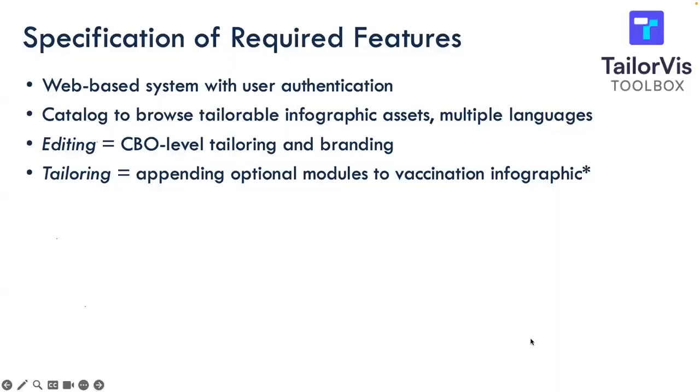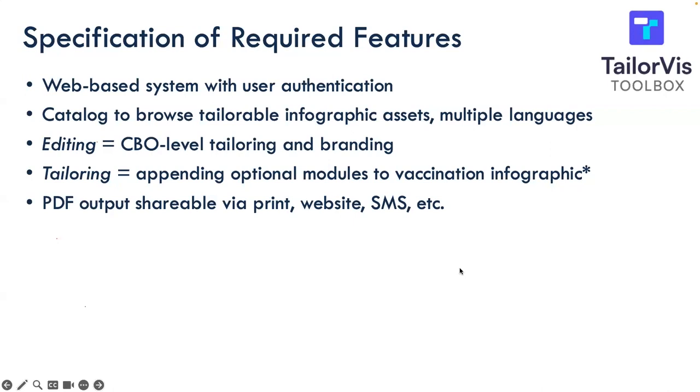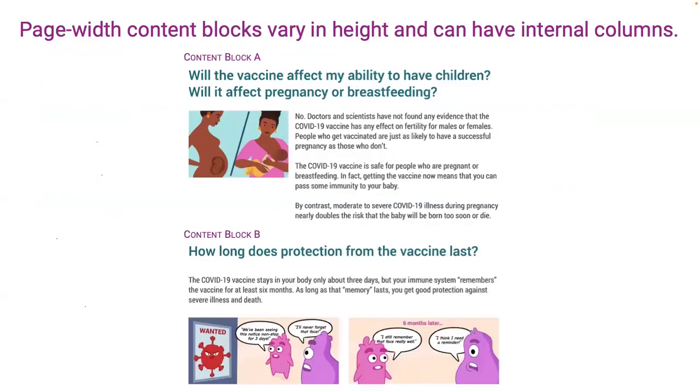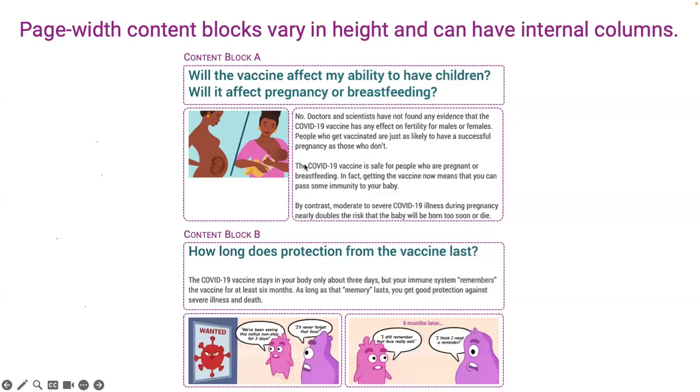So for the current project, the individual level tailoring is minimal. That is, it's just whether or not you're adding those optional modules, appending them to the vaccination infographic. However, there are many other types of individual tailoring that will be possible. We're going to take our entire back catalog, everything that I've shown you already and more, and load it up into the TailorVis toolbox. Once editing and tailoring are complete, the user can then download a PDF that's shareable via means such as print, website, and SMS. The infographic designs accommodate tailoring through the use of page width content blocks, each of which can have internal columns and multiple text and image objects.